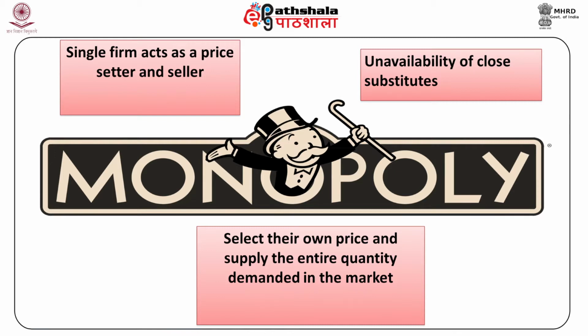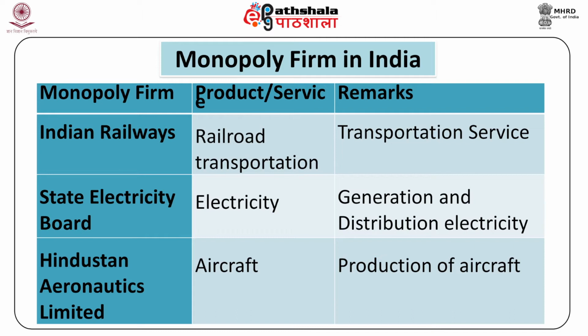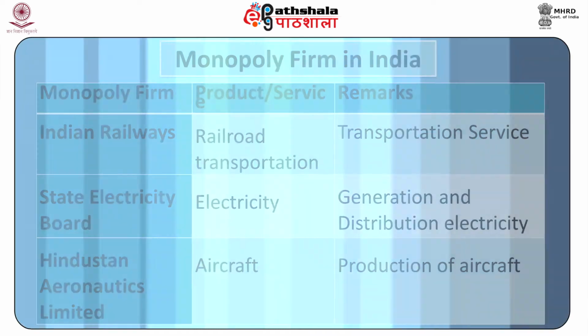Monopoly firms are called price setters because they select their own price and supply the entire quantity demanded in the market. The monopolists have an effective control over the market due to unavailability of close substitutes for the monopoly product. The example of monopoly in India is reported in table 2.